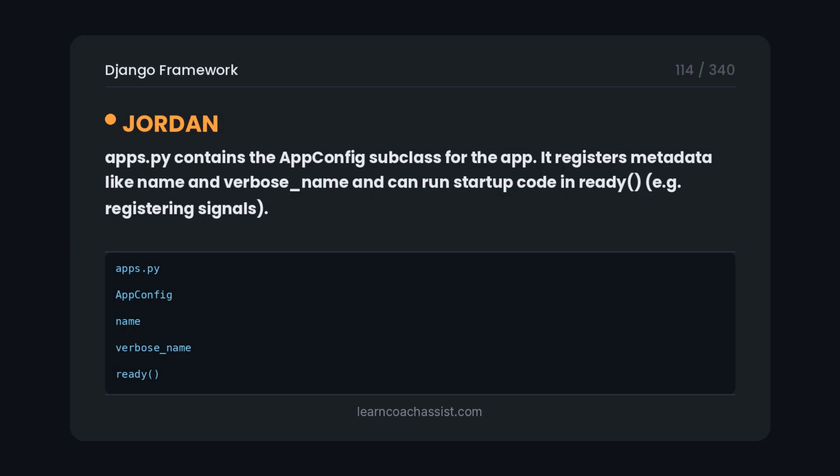What is the apps.py file in a Django app? apps.py contains the AppConfig subclass for the app. It registers metadata like name and verbose_name and can run startup code in ready(), e.g. registering signals.